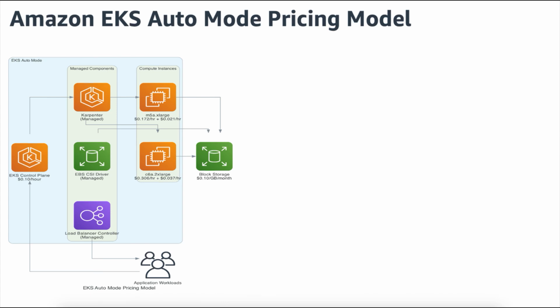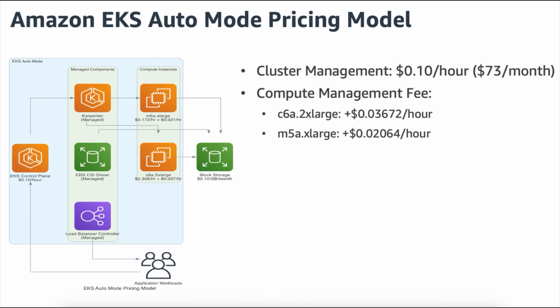EKS Auto Mode represents Amazon's newest approach to Kubernetes management, providing a fully managed experience that goes beyond just the control plane. This is designed for teams who want to focus on applications rather than infrastructure management. The pricing structure includes the standard cluster management fee of 10 cents per hour, plus an additional compute management fee that varies by instance type. For example, a C6A 2xlarge instance incurs an additional 3.672 cents per hour, while an M5A xlarge adds 2.064 cents per hour.